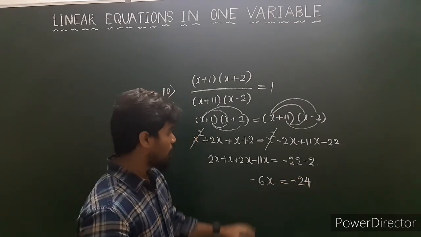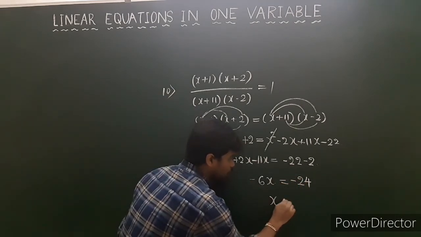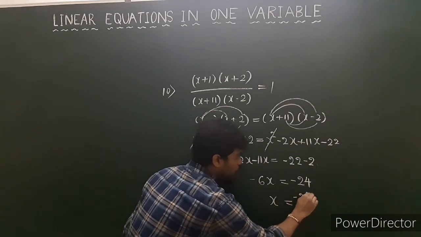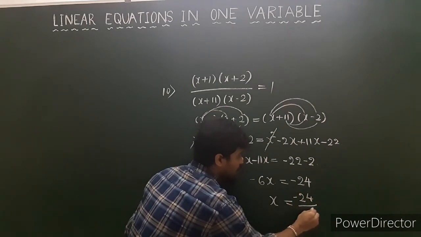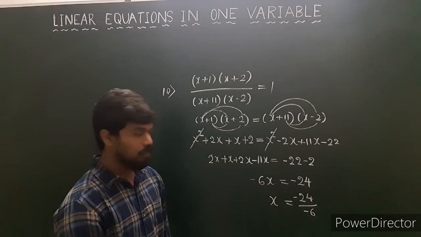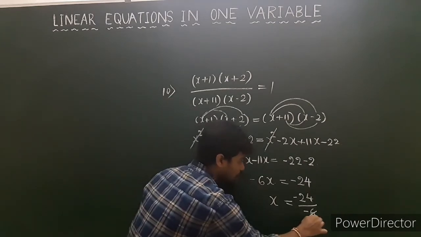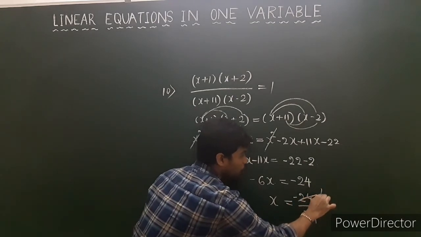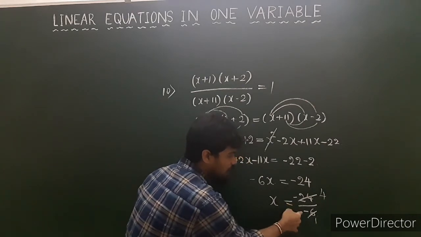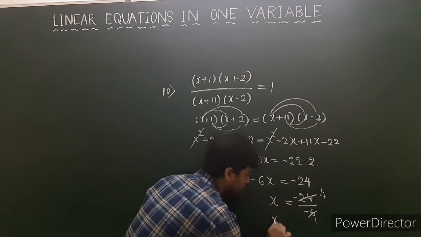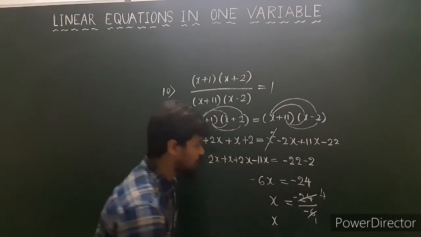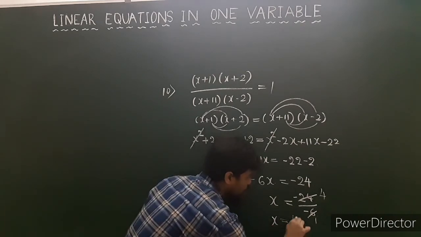So x is equal to minus 24 by minus 6. So 6 ones are 6, 6 fours are 24. Minus minus becomes plus. So minus into minus you have plus. So you get x is equal to 4.